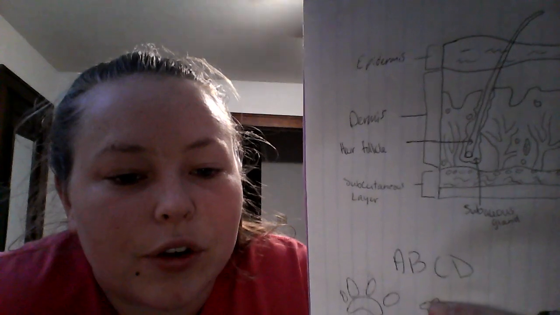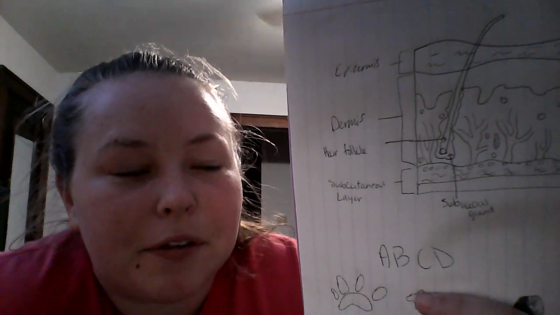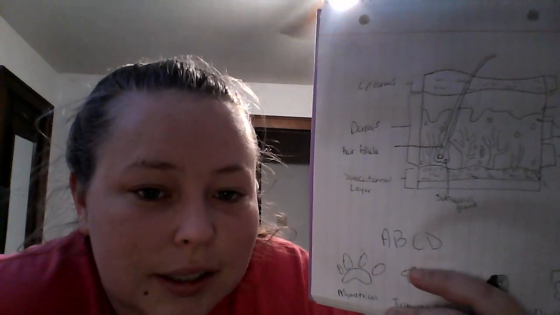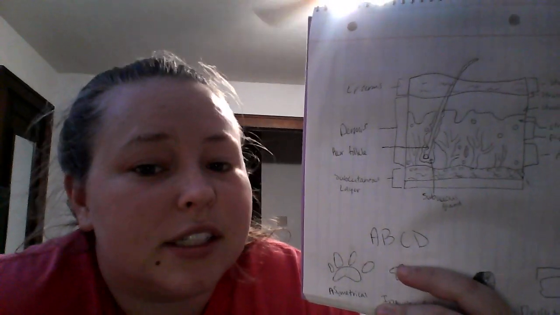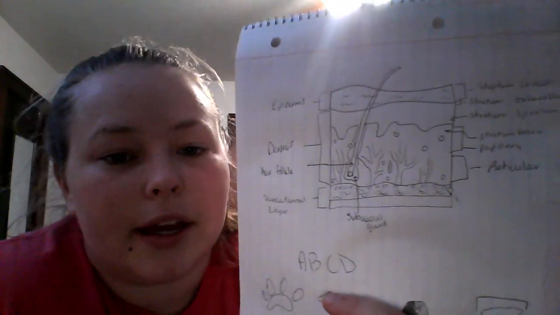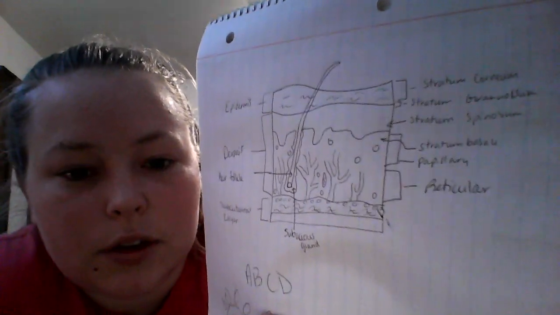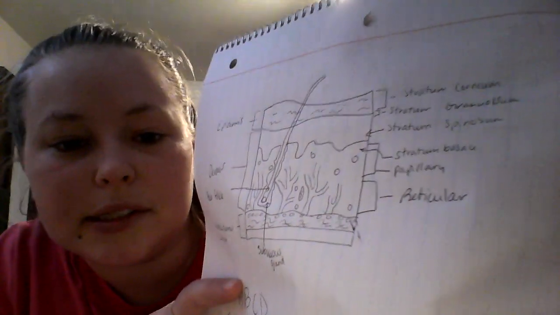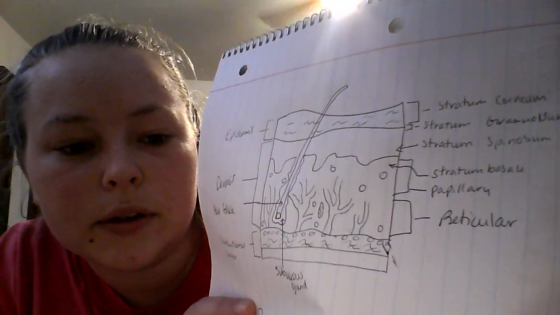There's the hair follicle right there. Basically, it regulates our hair growth. And then the subcutaneous layer, it's a layer of insulation to protect internal organs. And then the sebaceous gland, which is all the way over here. It produces and secretes sebum, basically a group of complex oils.